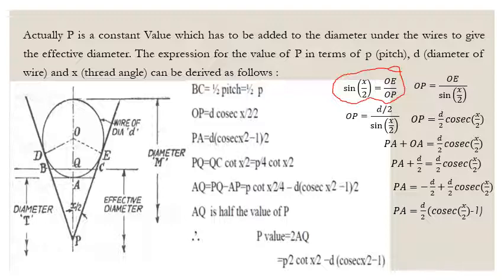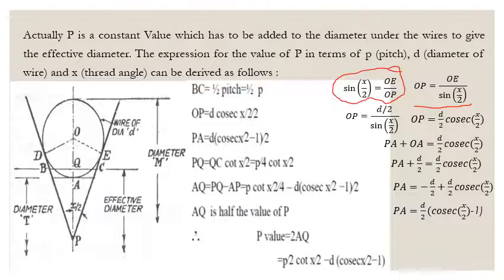As we know, a right angle is formed between the tangent and the radius of a circle, so a right angle is formed at OEP. Then the hypotenuse will be OP. So sine of x by 2 is equal to the opposite, OE, divided by OP. So OP will be equal to OE divided by sine of x by 2, and 1 divided by sine of x by 2 is the cosecant of x by 2.